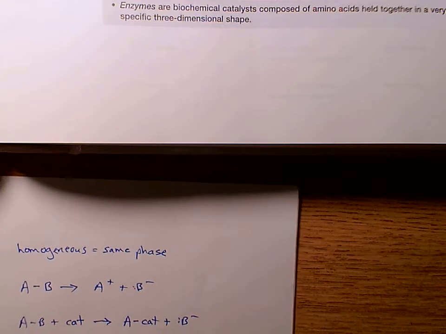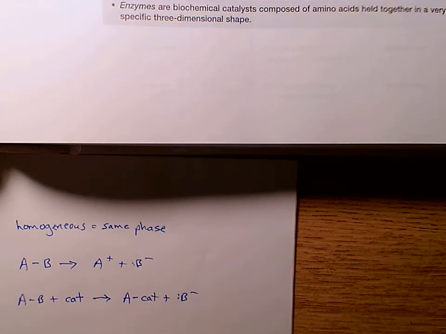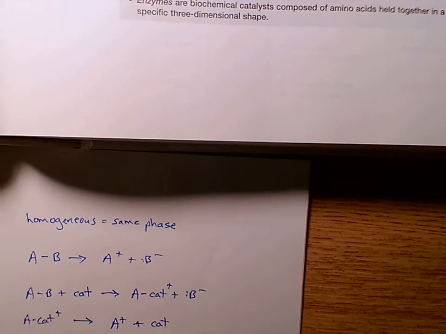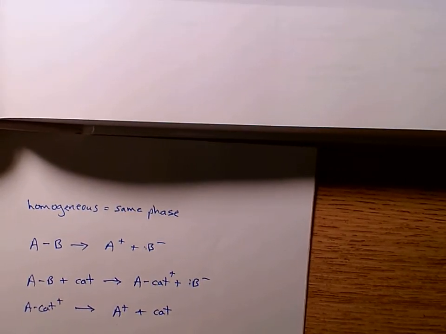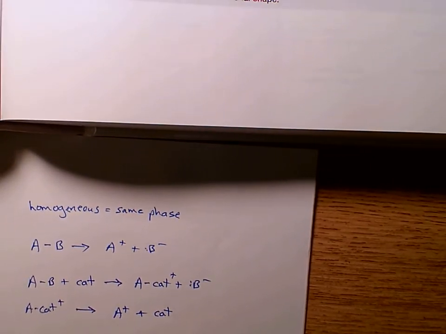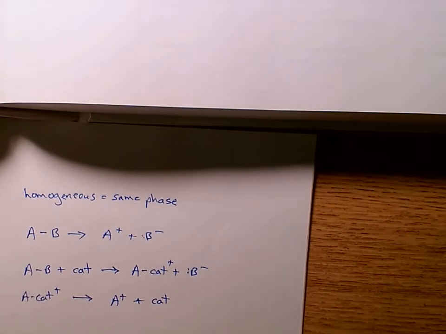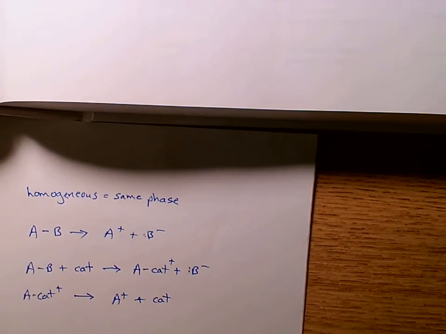And then the other rule of a catalyst is you have to get it back. So then a catalyst, actually this has a positive charge on it, a catalyst plus might then just break into A plus our catalyst back. Remember the two rules of a catalyst? They speed up the reaction by lowering the activation energy, and they also come back. You get your catalyst back at the end of the reaction.